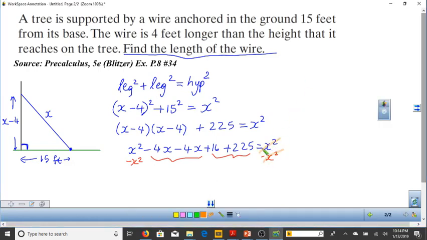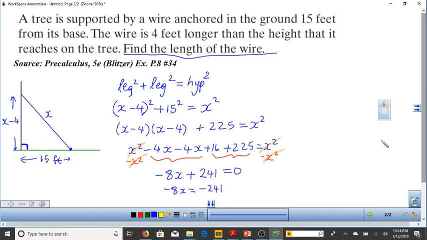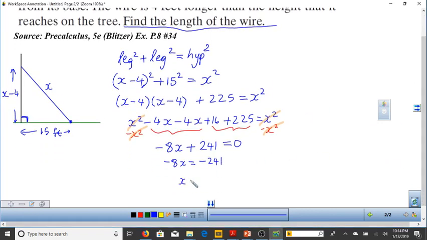So it turns out this is not a quadratic after all. It is simply a linear equation. And then 16 plus 225 is 241. So then we solve for x. Negative 8x is equal to negative 241. And then we divide both sides by negative 8. So we get negative 241 over negative 8, which is equal to a positive, 8 into 240 is 30. So we have 30 and 1/8.